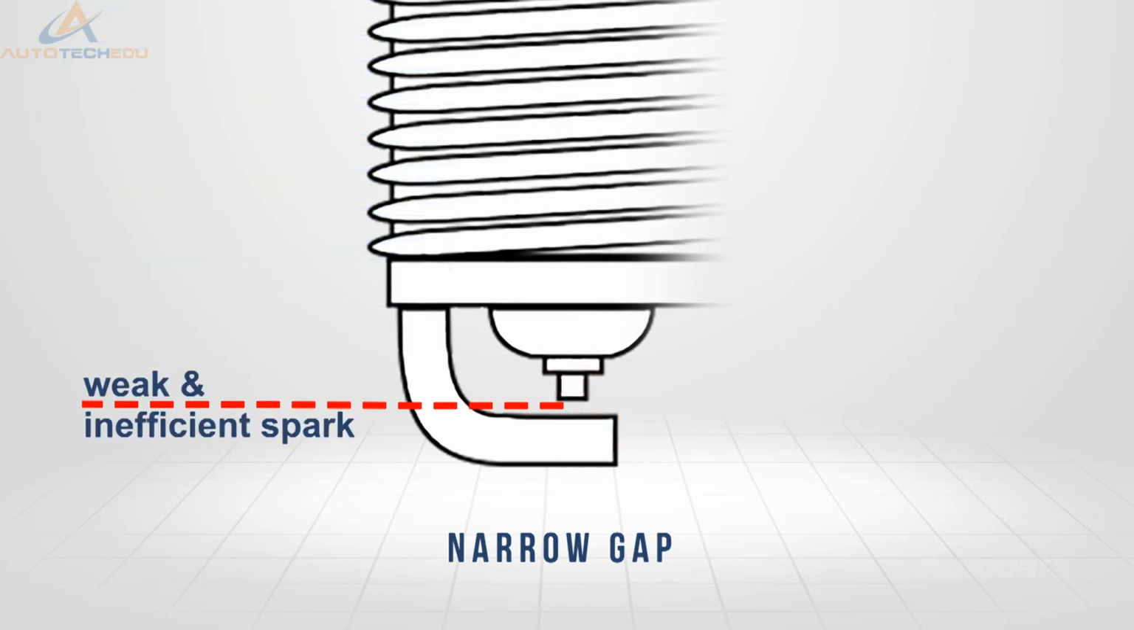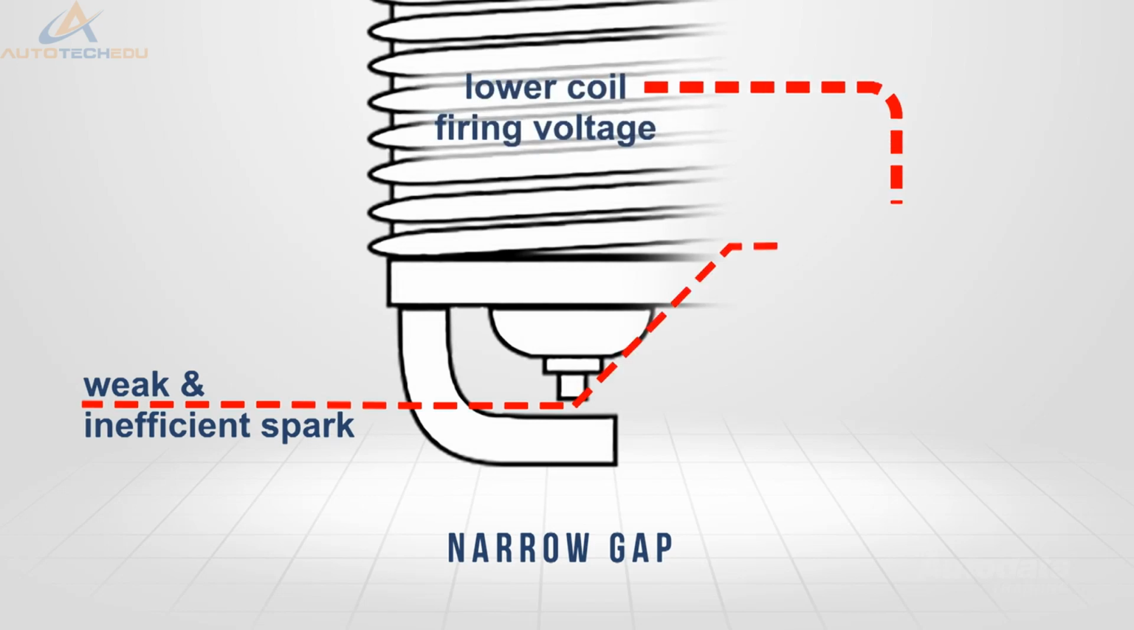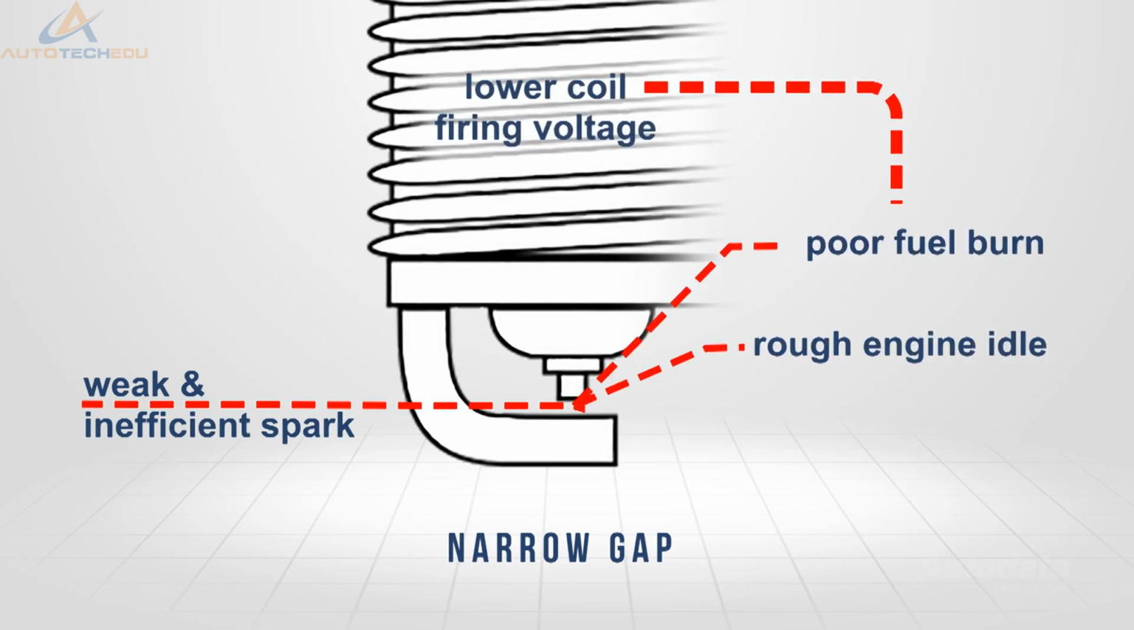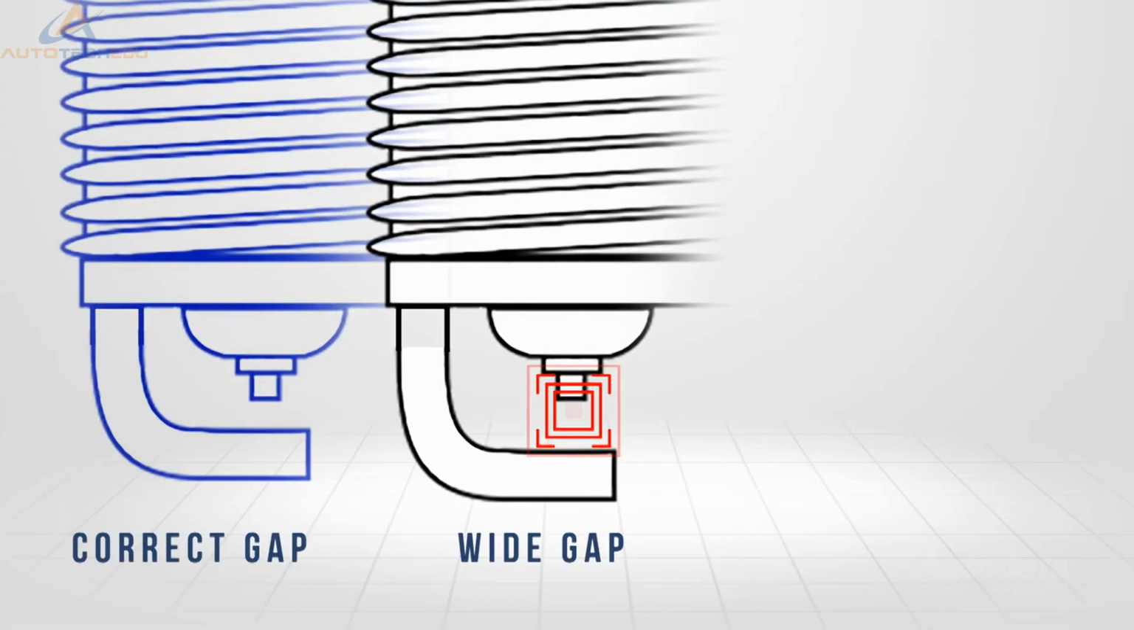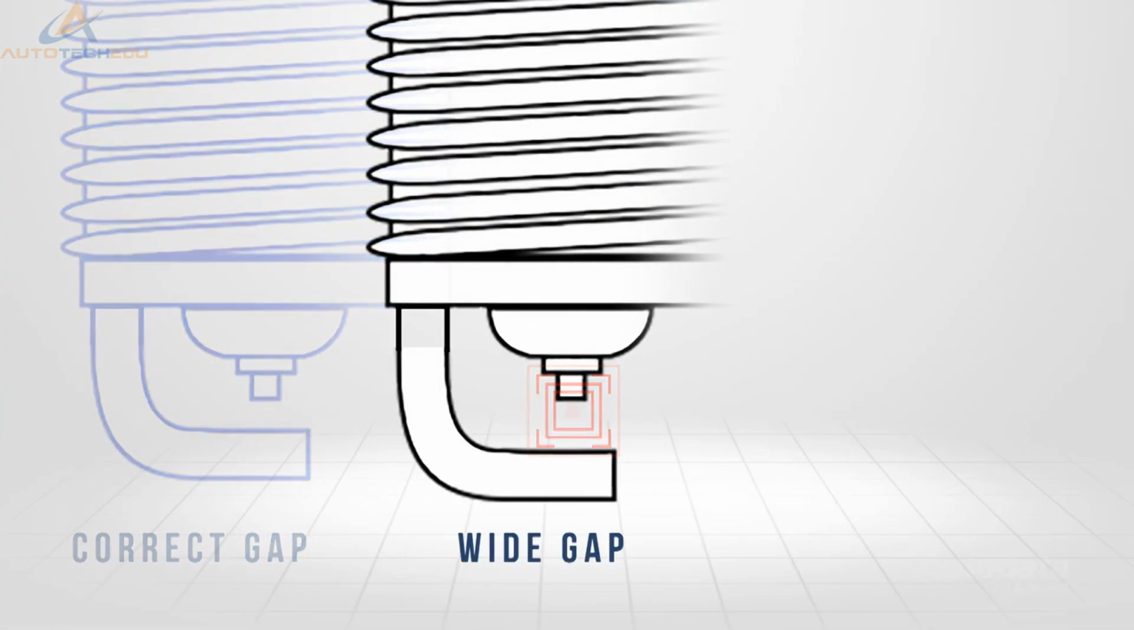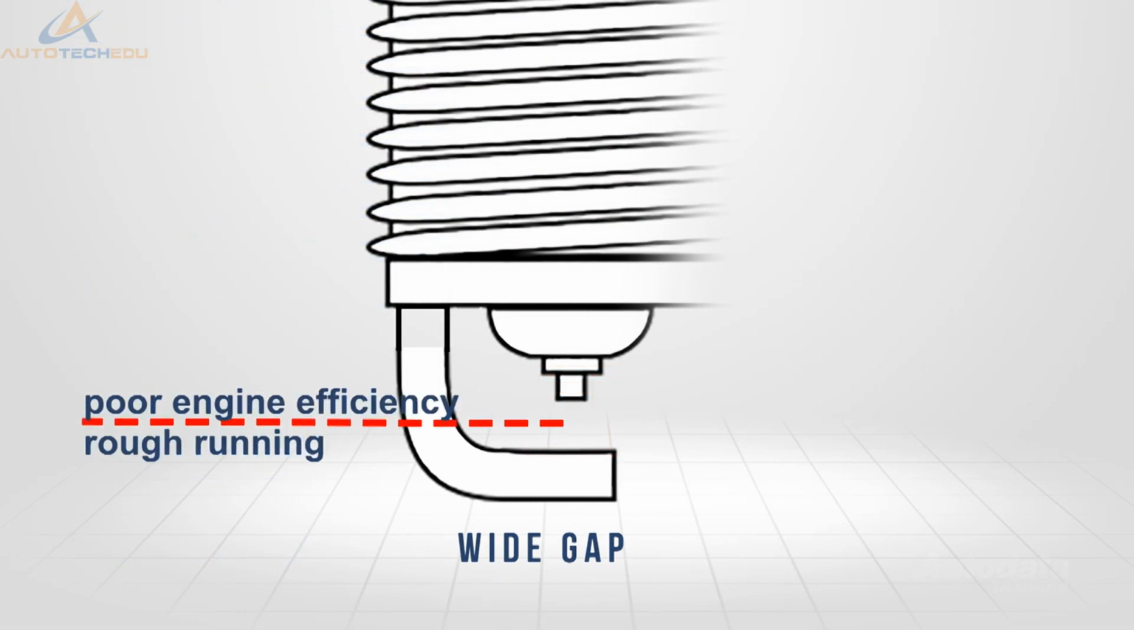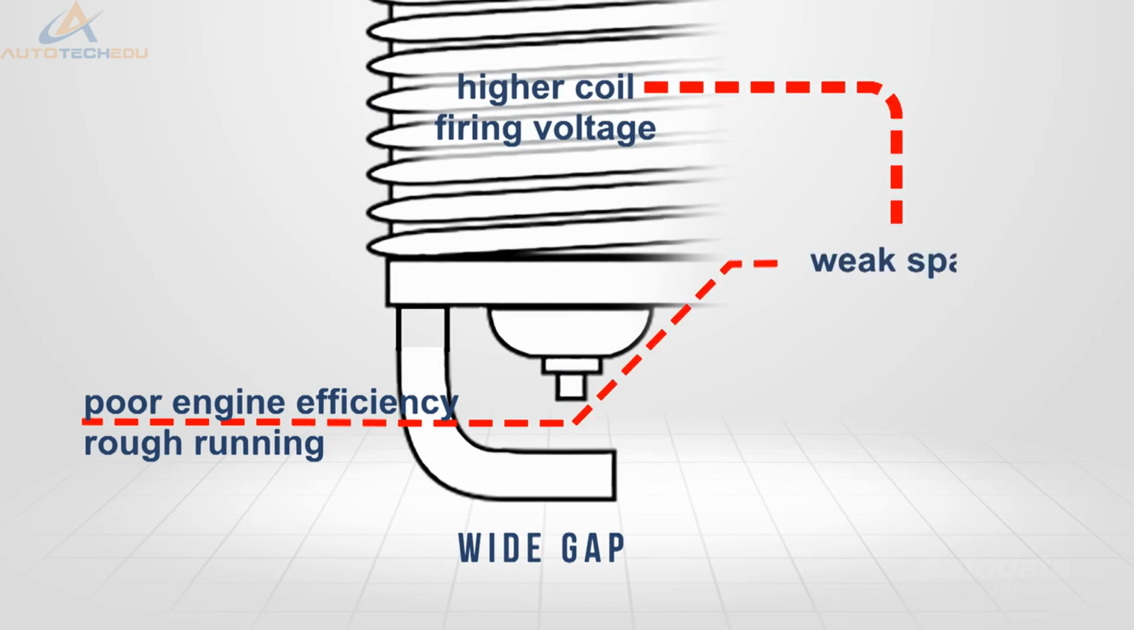A narrow gap requires a lower coil firing voltage, resulting in a poor fuel burn, rough engine idle, and a possible misfire. A gap that is too wide will often result in poor engine efficiency and rough running. A much higher firing voltage will be needed. If there is insufficient voltage to jump this gap, the spark will be weak and the engine will misfire.